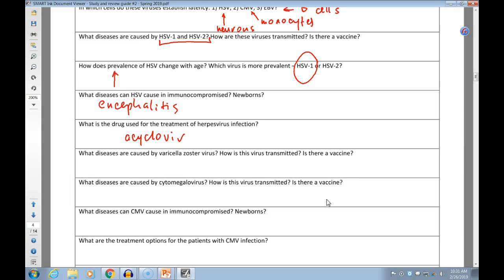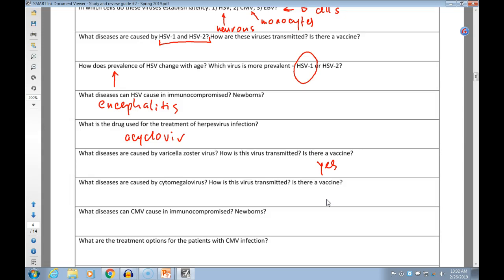Varicella zoster causes chickenpox and shingles. The virus is transmitted with bodily fluids and respiratory, and yes, there is a vaccine. Cytomegalovirus doesn't really cause any serious disease, okay? So, not really, no. The virus is transmitted by bodily fluids, there is no vaccine.